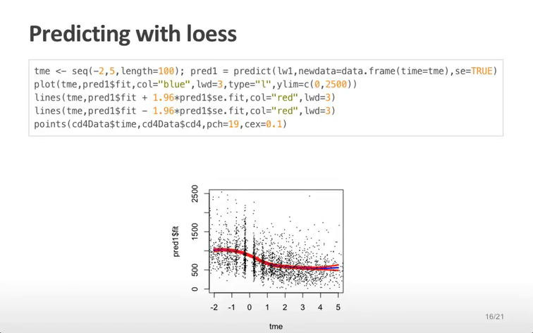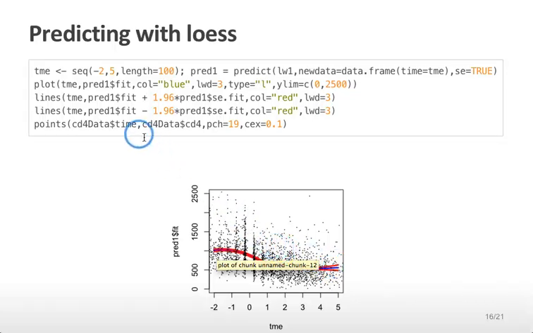With the loess function, we can actually predict new values. So if I generate a new variable, TME, that is a sequence from -2 to 5, I can predict the values of that sequence using the loess object I calculated on the previous slide, giving it a new data frame that gives the time variable as the TME values. Here I'm setting the standard error equal to true so that it calculates the standard error of the predictions. I can then plot time versus the fitted values. That's what you see in this blue line here.